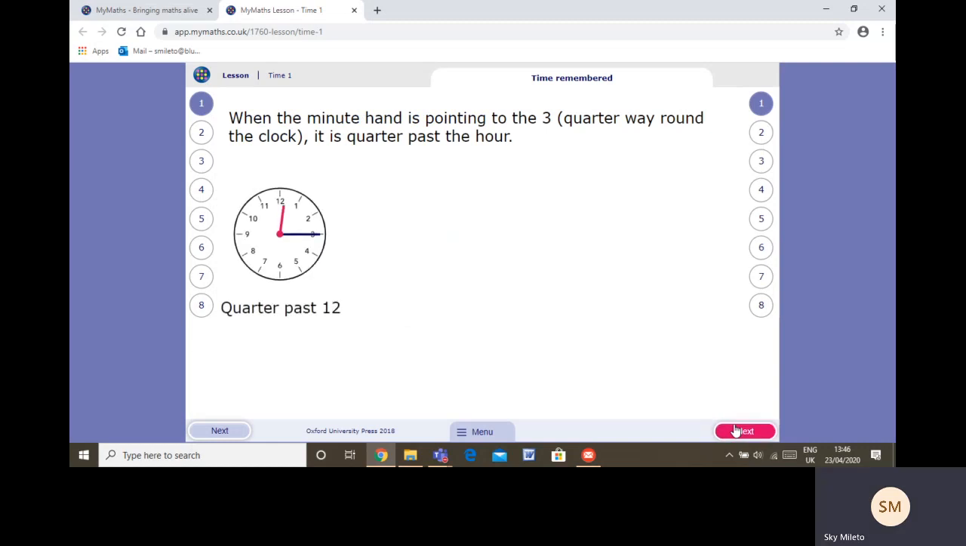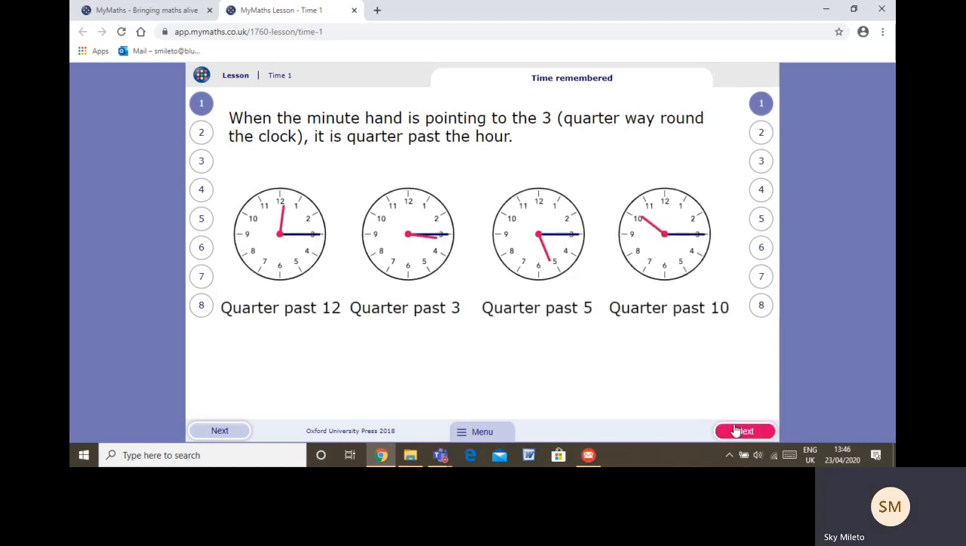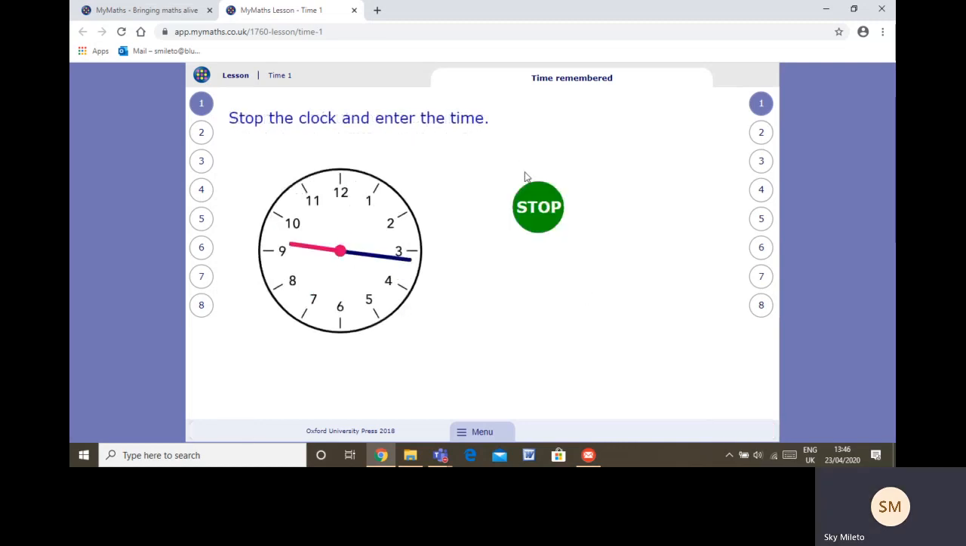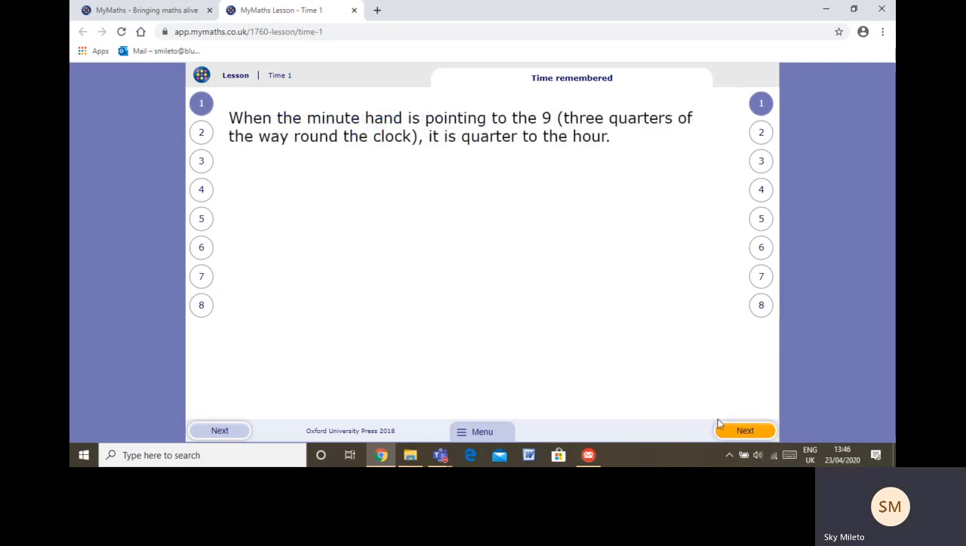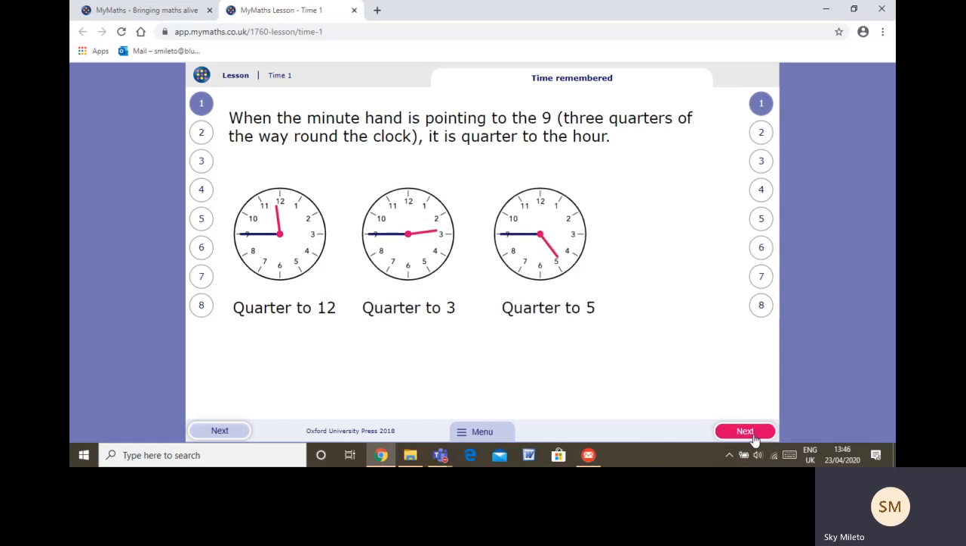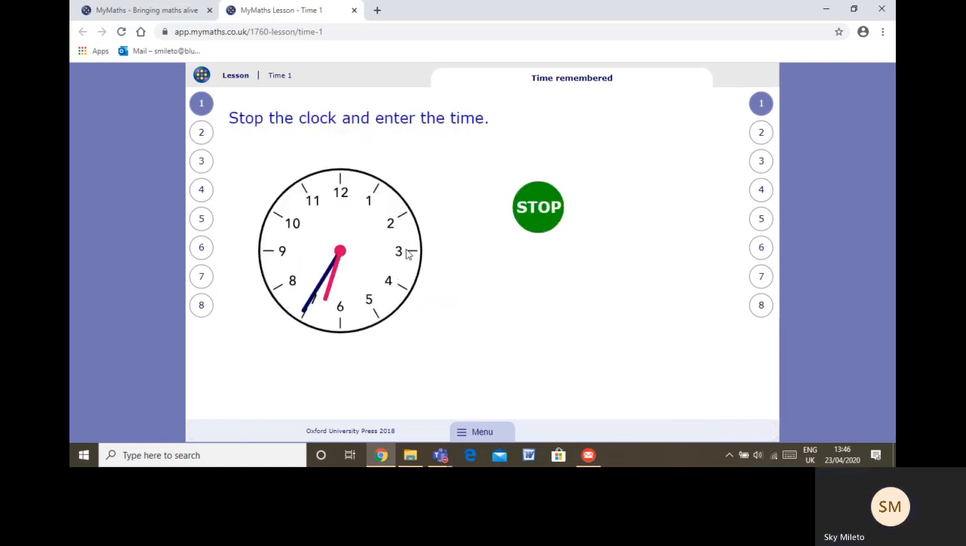On the 3, it's quarter past. Okay, this is really good revision for us, because if we keep going over this stuff, we're going to remember it. Quarter past 9, because I can see it's just past the 9. Repetition in learning is a really good way of learning. So you might say, Miss Meletta, we've done this all week. Very important to go over it again.